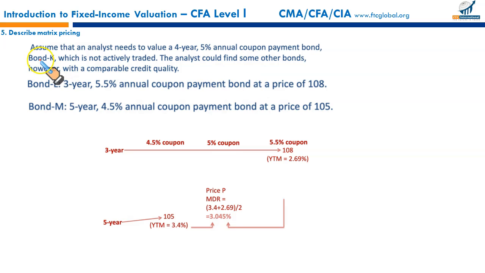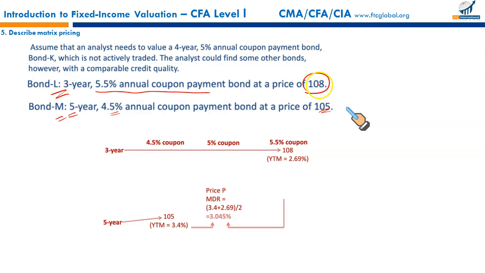Let's take an example. Assume that an analyst needs to value a 4-year 5% annual coupon payment bond, bond K, which is not actively traded. So we are not sure about its price. What we can do, the analyst could find some other bonds with the same comparability, however, with a comparable credit quality. There are two bonds. We have selected bond L, bond M. Bond L is a 3-year 5.5% annual coupon bond and currently priced at 108. The bond M, a 5-year bond with 4.5% annual coupon payment, is priced at 105.